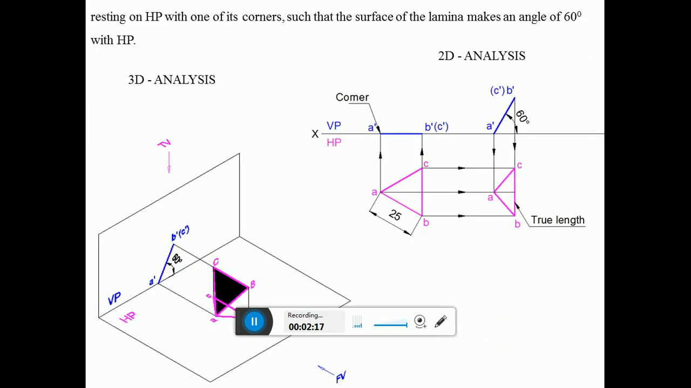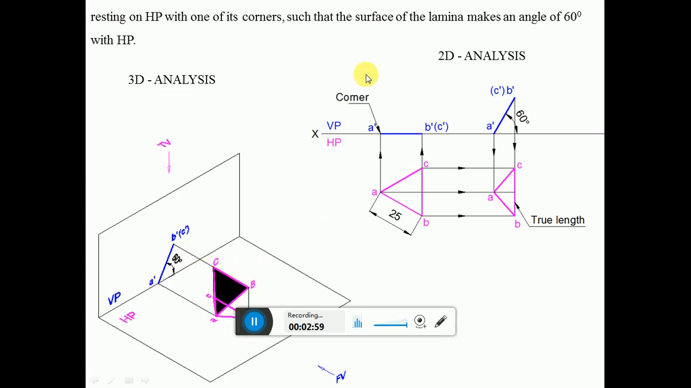It is resting on HP with one of its corners such that the surface makes an angle of 60 degrees with HP. So the corner is resting on HP, and then it is rotated such that the surface makes an angle of 60 degrees with HP. The triangle shown with the shaded portion is the actual triangular lamina. When you look from the front view, this surface is still perpendicular to VP, so I am getting a line here. And when you look from the top view, you get a triangle ABC. That image is shown on HP, and the shaded portion is the actual triangular lamina.